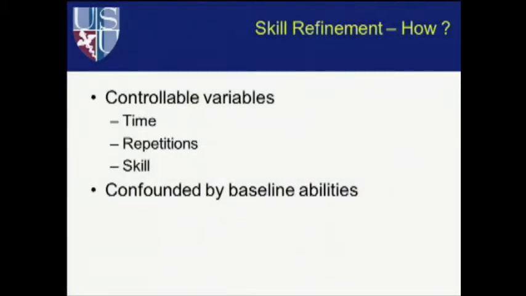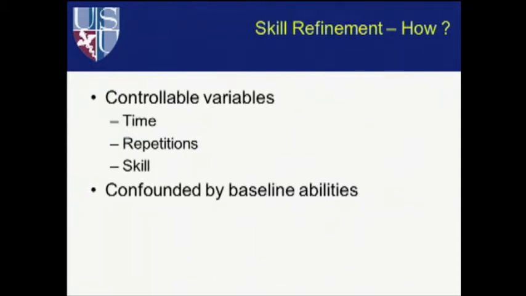So when we're deciding how we're going to practically implement this for a training program, you basically have 3 different variables you can control. You can have your trainees train for a specific amount of time. You can tell them they have to do each one of these tasks for a certain number of repetitions.